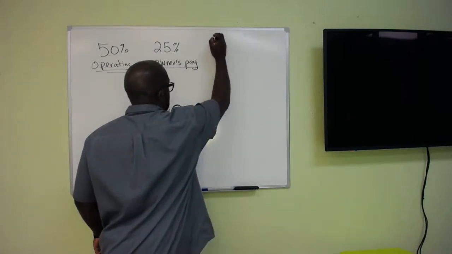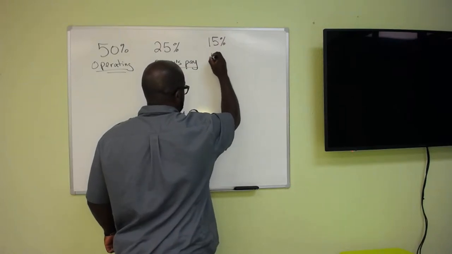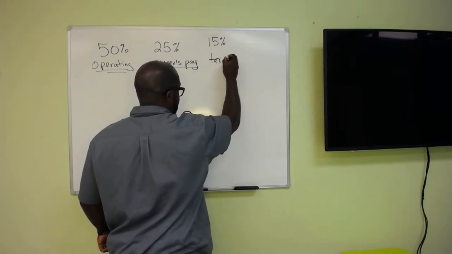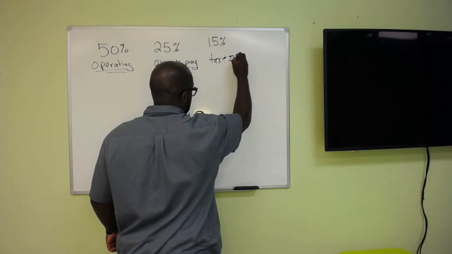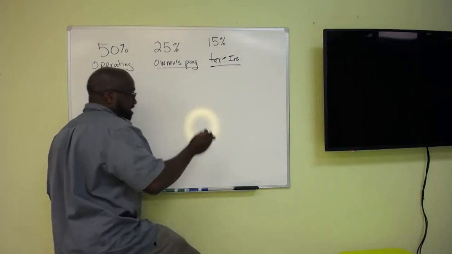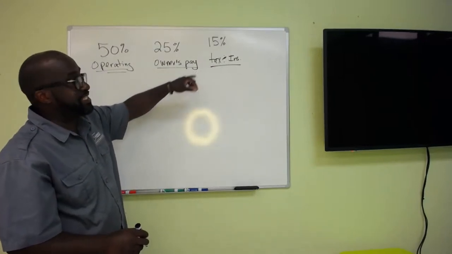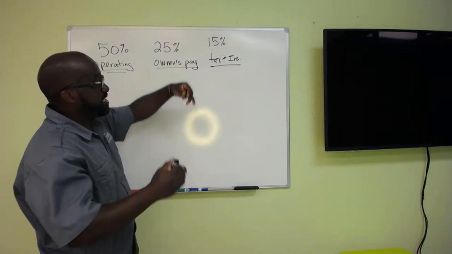After that, you're gonna have 15%. And this is gonna be my taxes. And I also pay my insurance out of here, my car insurance and business insurance and stuff. I paid all that. That'll be my taxes and insurance. Some people just put taxes, but this money right here accumulates a lot.